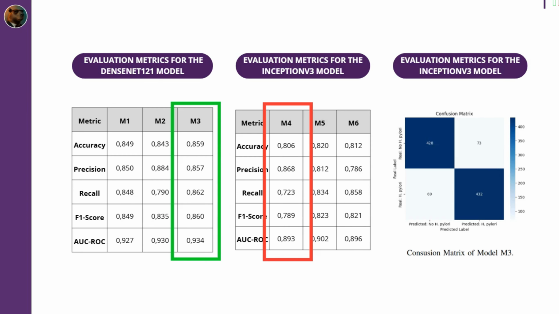The false positive rate was 7.29%, while the false negative rate was 6.89%, indicating a lower tendency to misclassify positive and negative images.